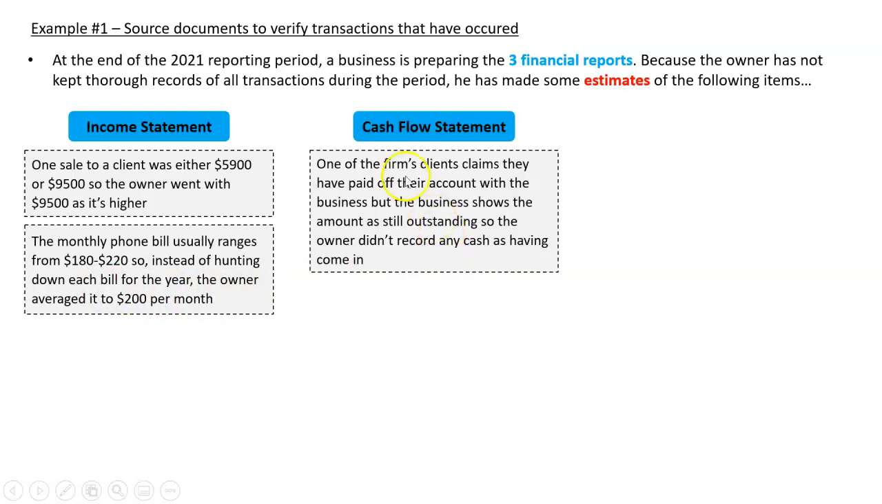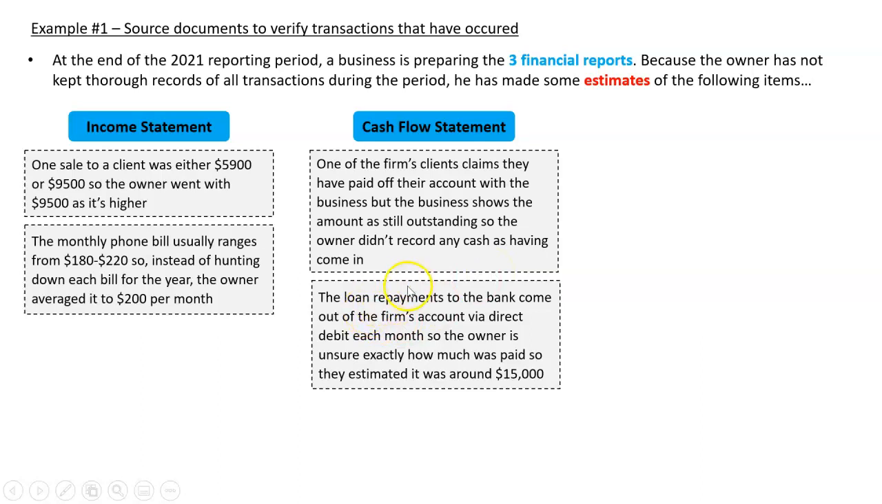In the cash flow statement, one of the firm's clients claims they've paid off their account with the business, but the business says it's still outstanding. So the owner didn't record any cash coming in because the client says they have paid it, but we can't find a record. So he said, no, you haven't paid it.